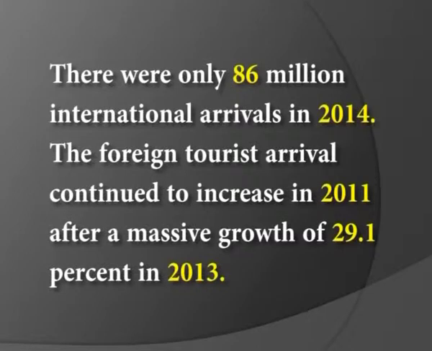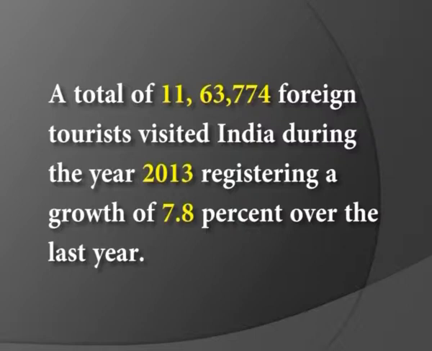Arrival of international tourists from the world as a whole has been on the increase since 2014. There were only 86 million international arrivals in 2014. The foreign tourist arrivals continued to increase in 2011 after a massive growth of 29.1% in 2013. A total of 11,63,774 foreign tourists visited India during the year 2013, registering a growth of 7.8% over the last year.